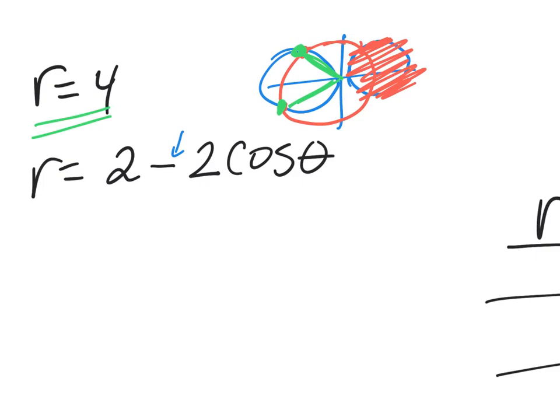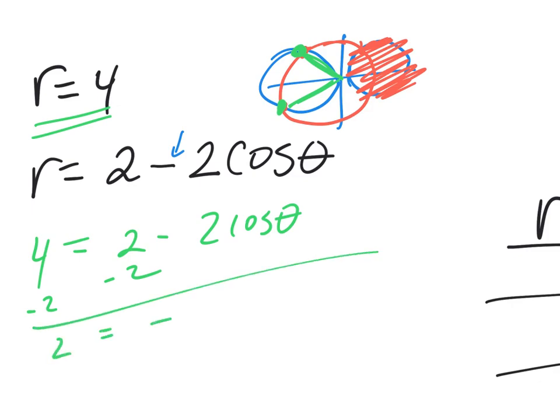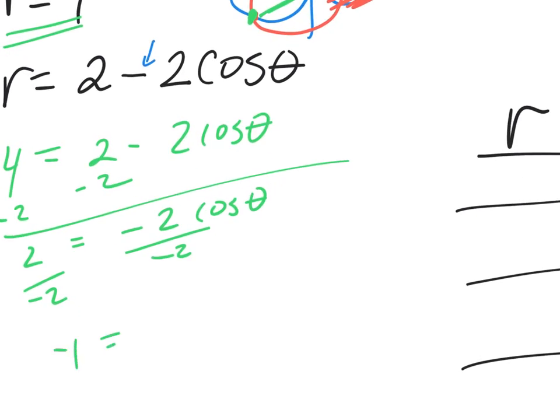All right, so now we'll do substitution. The 4 goes in here. 2 minus 2 cosine theta. Subtract 2 from both sides. 2 equals negative 2 cosine theta. Divide by negative 2, divide by negative 2. Negative 1 equals cosine theta. And, ooh, I can't draw a triangle for that. It sounds like circle trig. I better find the spots where cosine is x, right?